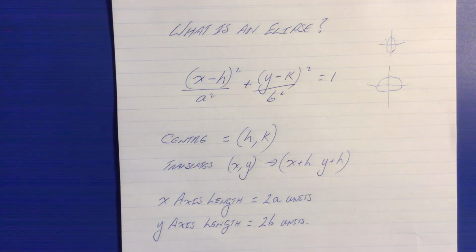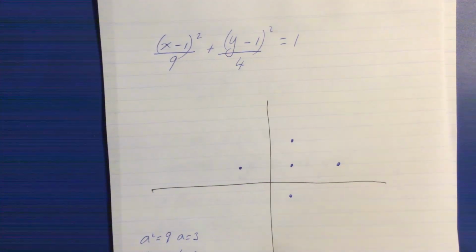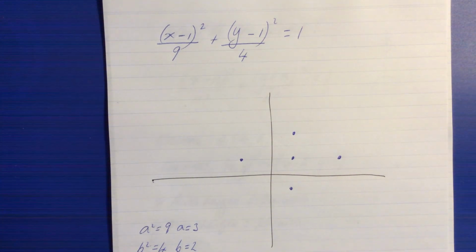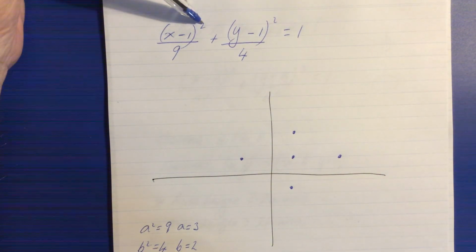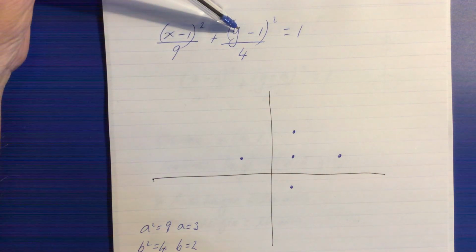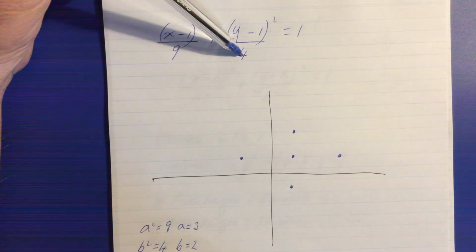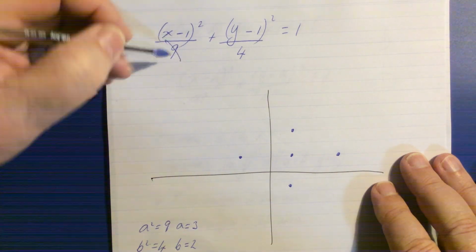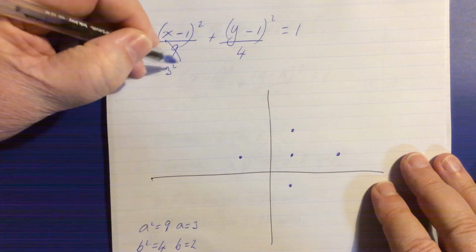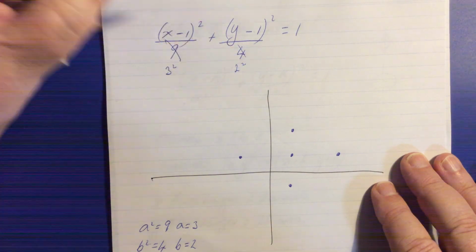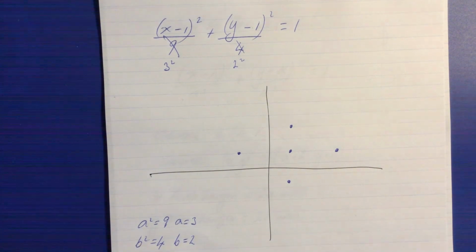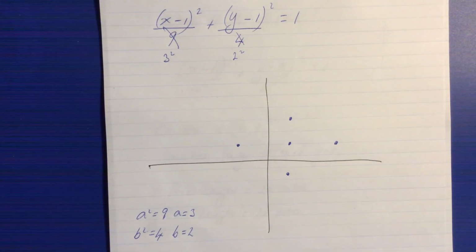Now what we're going to do is we're going to have a look at a real example. And as they say on cooking programs, here's one I prepared earlier. Now, our equation is x minus 1 all squared over 9 plus y minus 1 all squared over 4 equals 1. And what I'm going to do, just to make this a little easier, is I'm going to write this as 3 squared and this as 2 squared. And hopefully that avoids some confusion.